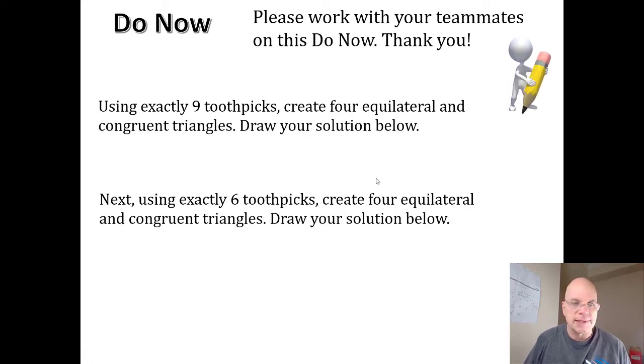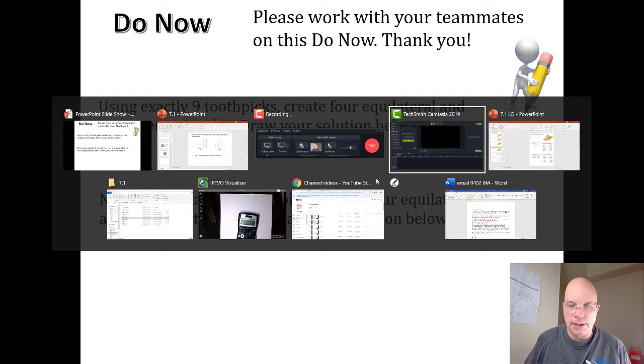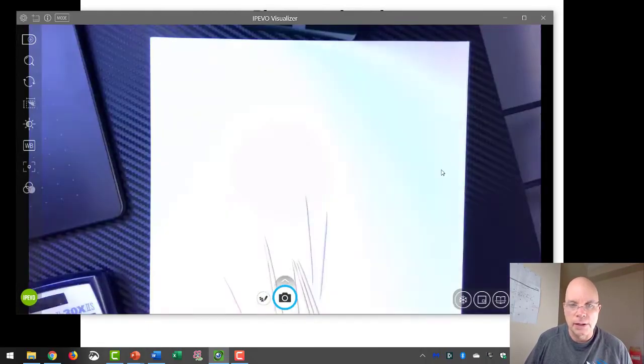Using exactly 9 toothpicks, that means you can't use more than 9, and you can't use fewer. You have to use exactly 9. Create 4 equilateral and congruent triangles. So let me show you what I mean on the document camera, hopefully.